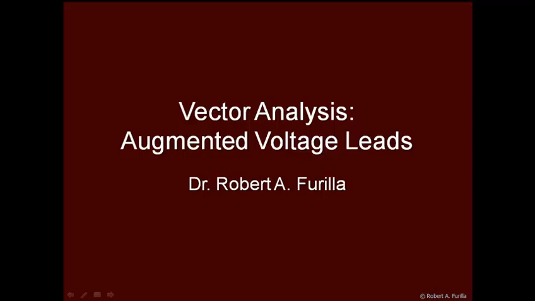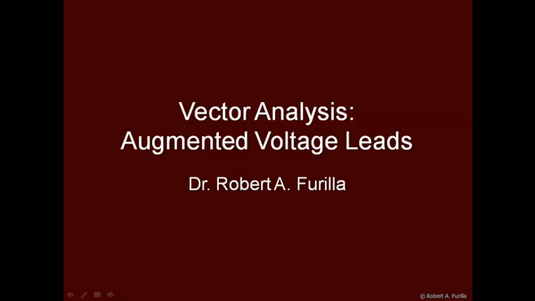In this discussion, I'm going to talk about vector analysis using 6 leads. In an earlier talk, I used the Einthoven triangle using only the 3 leads in the frontal plane to estimate the mean electrical axis of the heart. In this talk, I'm going to use all 6 electrodes.